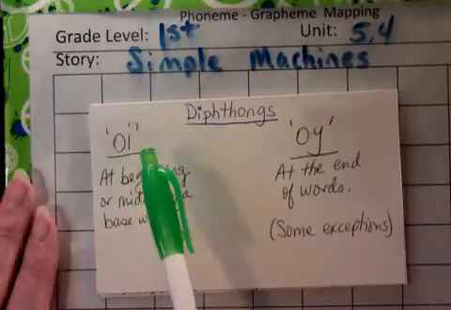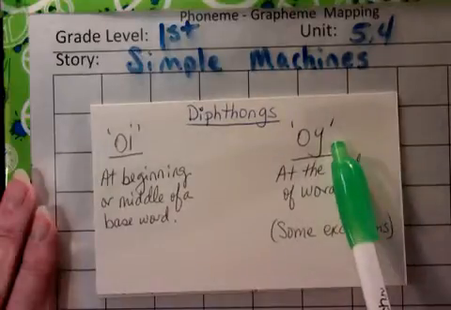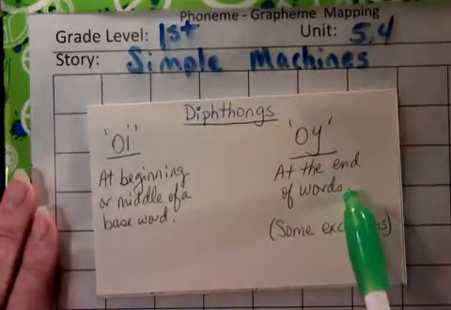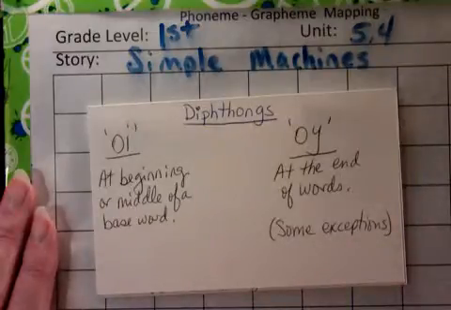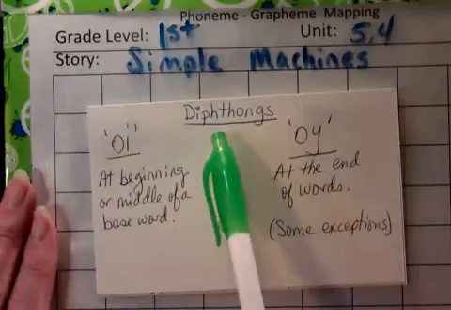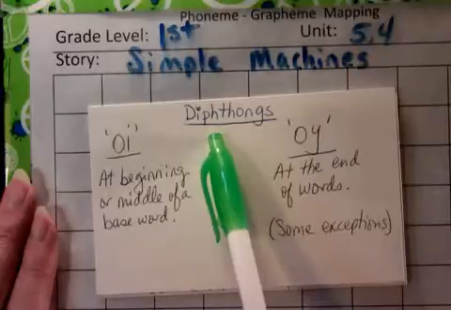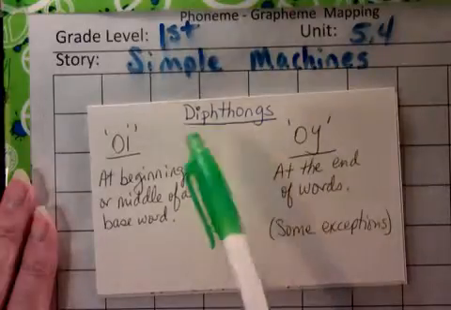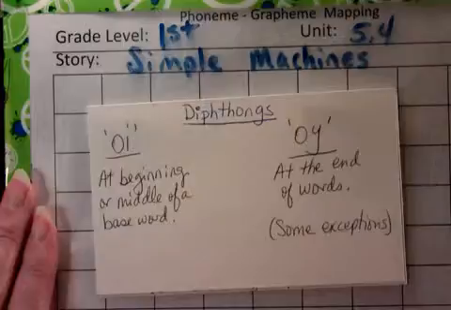There's two different ways of spelling the oi sound. O-I, if it's at the beginning or the middle of a word, and O-Y if it's at the end of a word. But there are some exceptions. But in our list this week, there are no exceptions to that rule. These are called diphthongs. Diphthongs. Those are two vowels that slide together. Two vowel sounds that slide together.